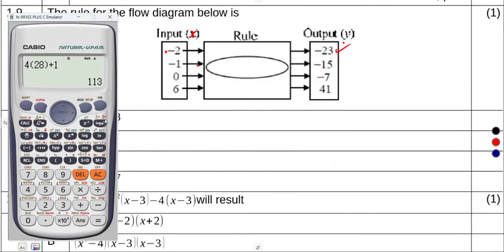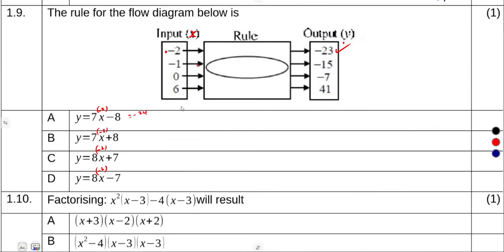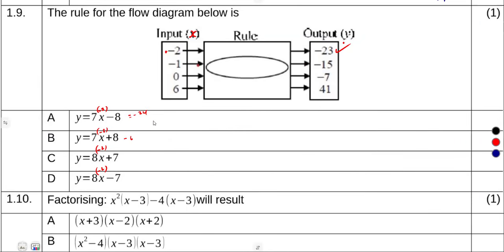And C. All right, so the first one, it is 8 into what? 8 into minus 2, all right, minus 8 like this. That was going to give us negative 24, all right? So this gives us negative 24, not negative 23, all right? Let's move to the second one. 7 into minus 2, all right, plus what? Plus 8. This is going to give us minus 6, not minus 23. So this gives us negative 6, is totally out.